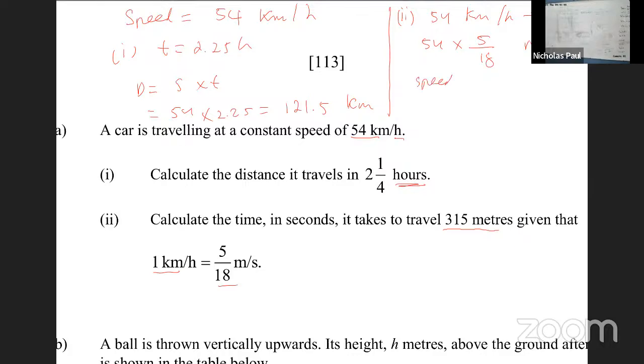So this speed is how much? 15 meters per second. Now we could calculate the time. Time is equal to distance over speed. So the distance is 315, the correct SI unit, and the speed is 15. 21 seconds. Right, let's check online if anybody got that.